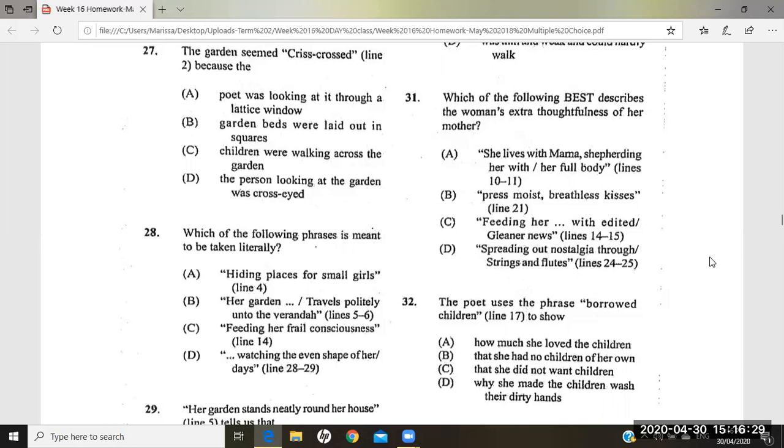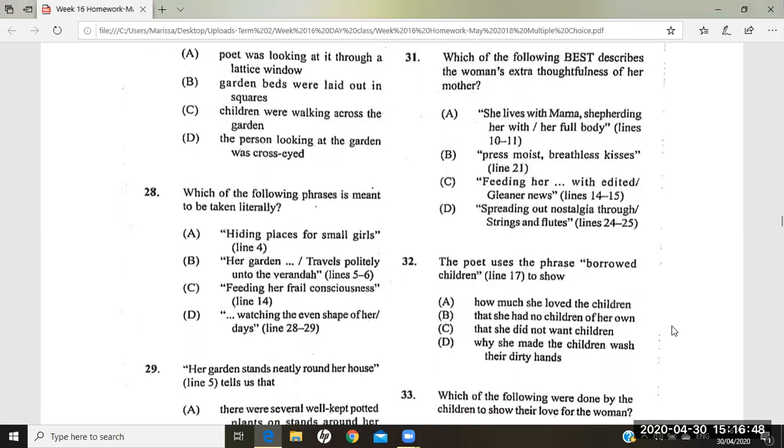It's not C. Miss, I can see it. Yes. Is it A? It's not A. For 31, we're on 31 now. Is it D? It is D. Very good. Spreading out nostalgia through strings and flutes.